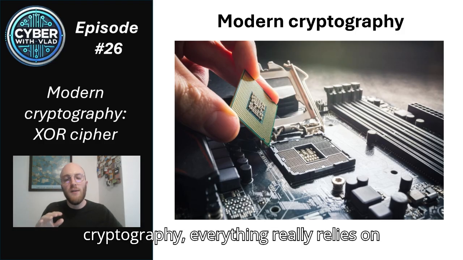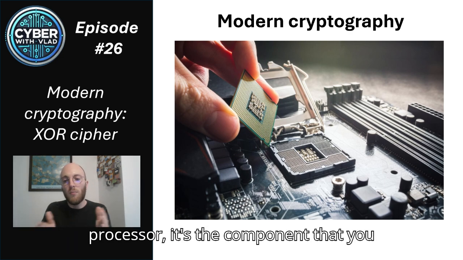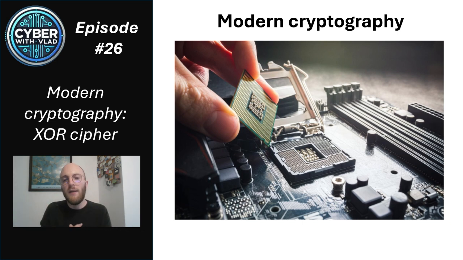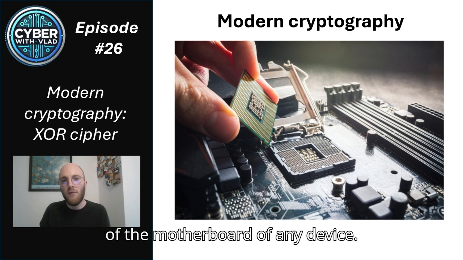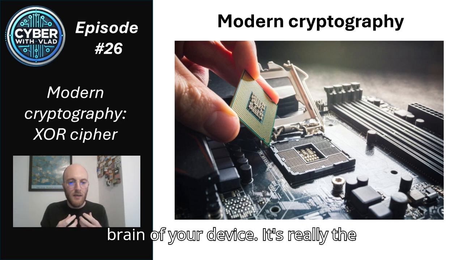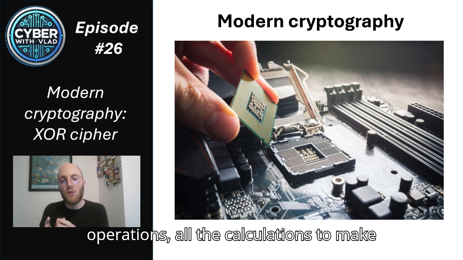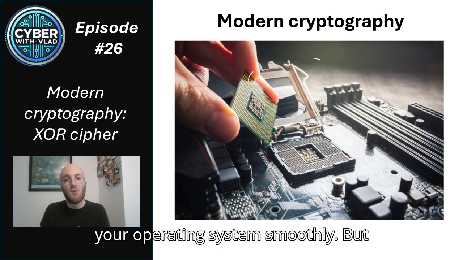So, modern cryptography, everything really relies on the processing unit, the CPU or the processor. It's the component that you see here, in the shape of a square. It's easily recognizable, even if you are not an engineer. It's more or less in the middle of the motherboard of any device. The idea is that it's really the brain of your device. It's the component that will perform all the operations, all the calculations to make sure that you are running your software and your operating system smoothly.